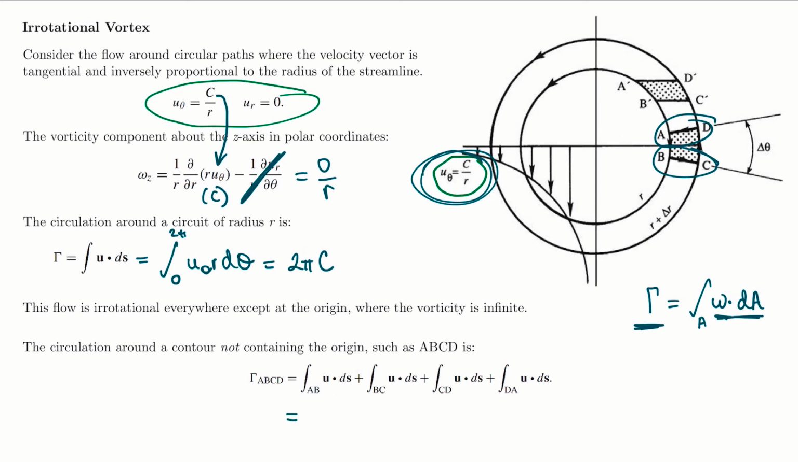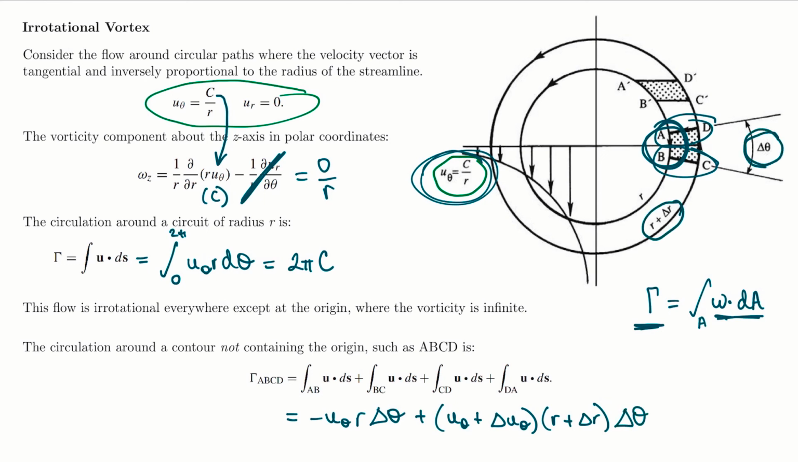So we can actually sub in like we did before. And this AB we write as negative because u and ds are actually in the opposite direction, right? For AB, and then for CD, we're at an additional radius outward, right? And we're going over this range delta theta here, shown in the figure.